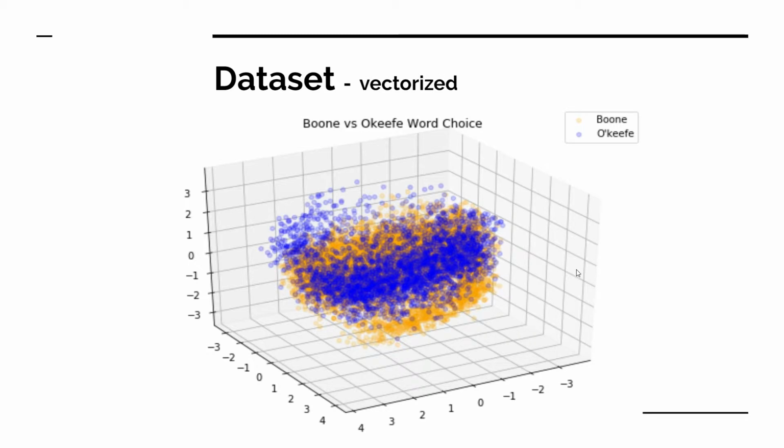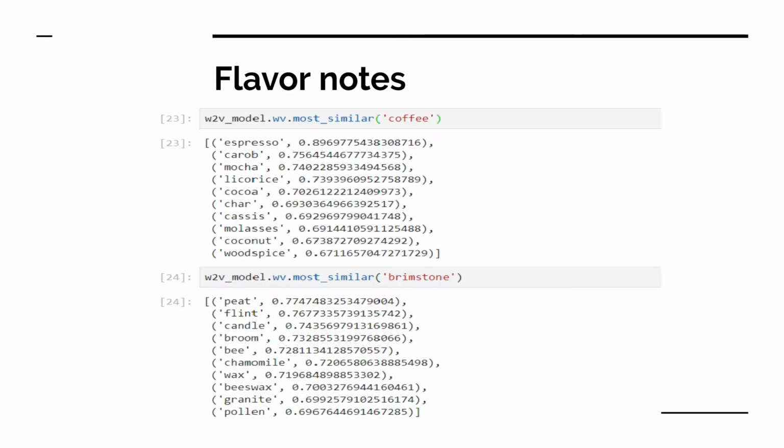There's also some outliers. And in this way, you can find something that I didn't mean to find, which was flavor notes. And I thought this was kind of interesting. You can find the words that are quote unquote near coffee, and you get other flavors that sound like they might taste like coffee. Same thing with words that you might not even think were a flavor. At least I didn't think brimstone was a flavor.